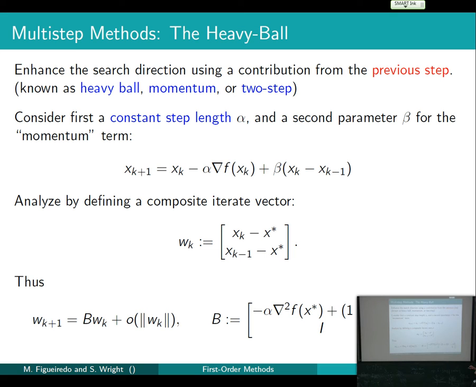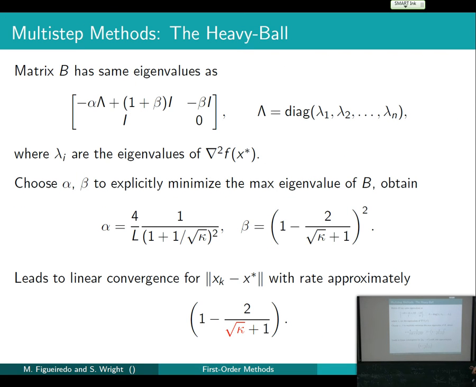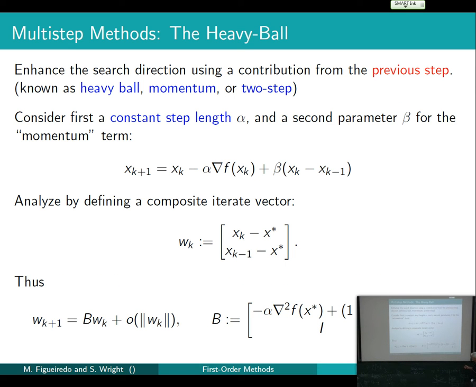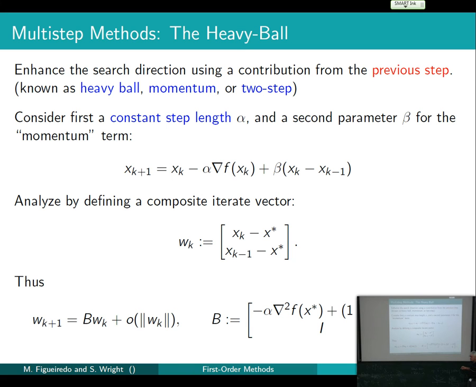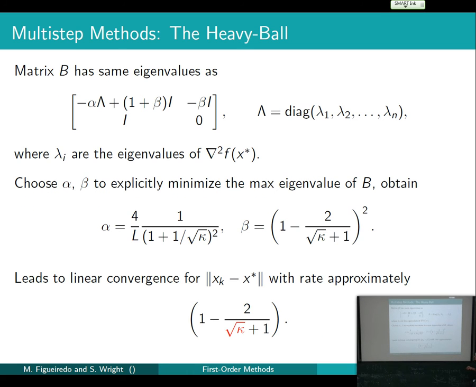What's the optimal way you can choose them to get good overall convergence? Suppose that we do an eigenvalue decomposition of the optimal Hessian, the Hessian of f at x star, and write the eigenvalues in this form. Then we can do an eigenvalue decomposition of the matrix B, and figure out how to choose alpha and beta to minimize the maximum eigenvalue of B. That will give me the maximum contraction here, assuming I get close enough that I can ignore this lower order term. So that's the game: to pick alpha and beta to minimize the maximum eigenvalue of B.